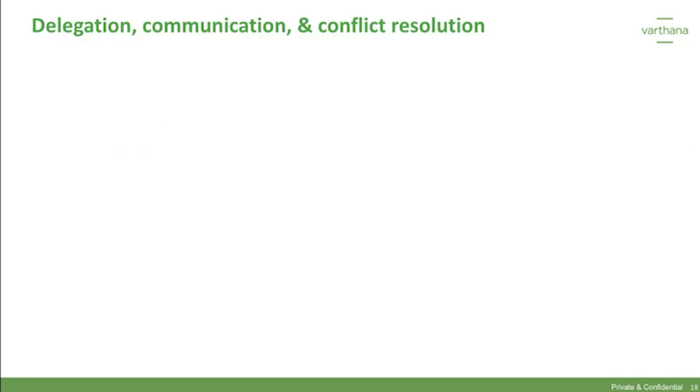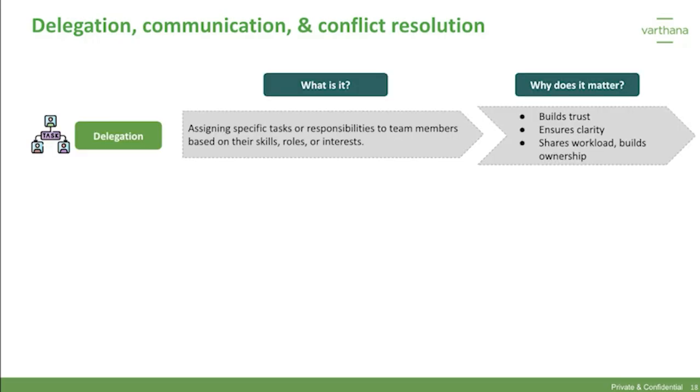Now let's explore three more traits that keep a team functioning well over time: delegation, communication, and conflict resolution. Delegation is not just about assigning tasks, it's about building ownership. When roles are given based on people's strengths and interests, it boosts motivation and clarity.